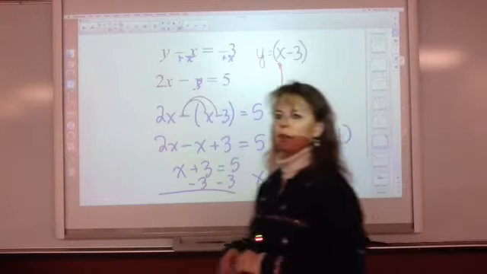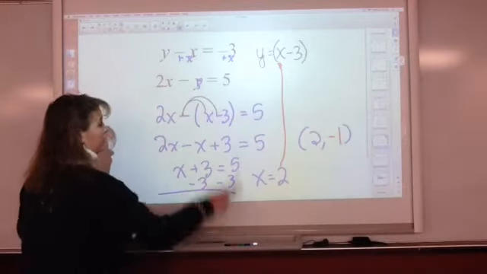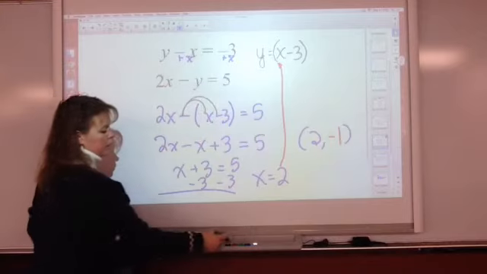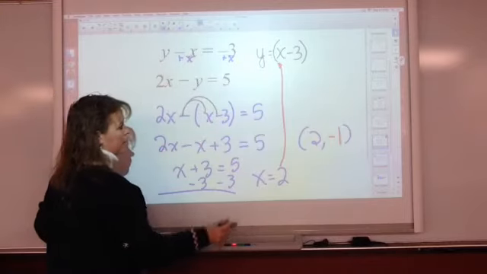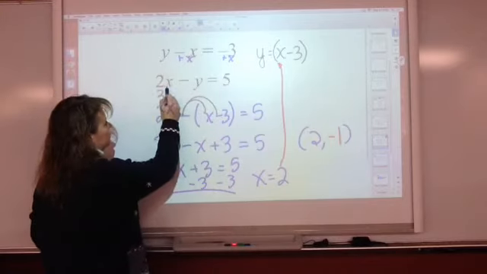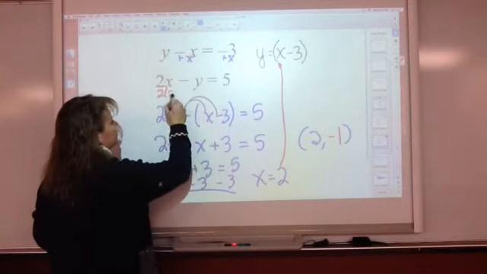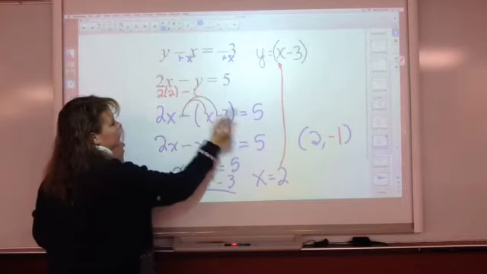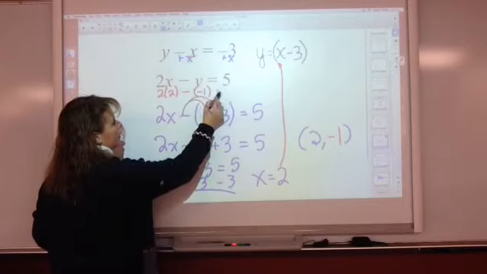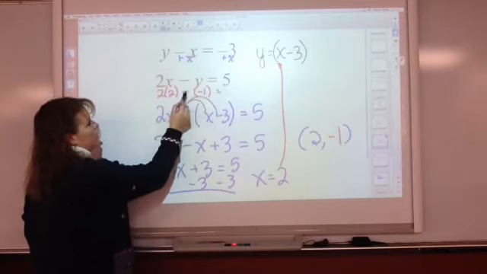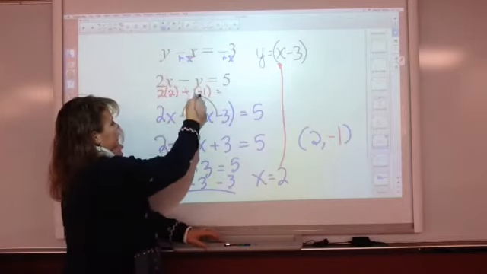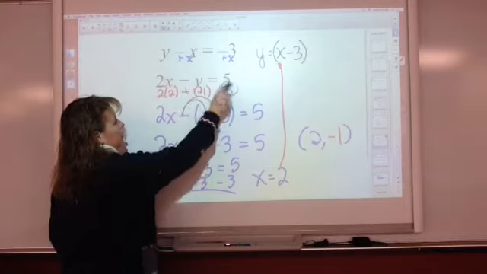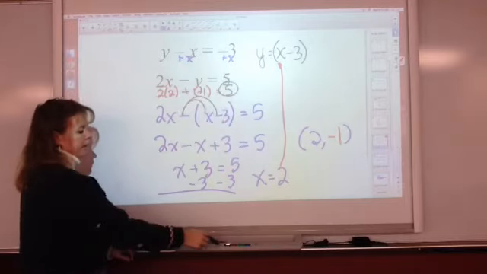And one last time, let's check our answers. On your assignment, you can check them in the back of the book, or you can check them by plugging them in. 2 times x, which is 2, minus y, which is negative 1, equals 2 times 2 is 4. This becomes plus plus. 4 plus 1 is 5. So we know that it's right.